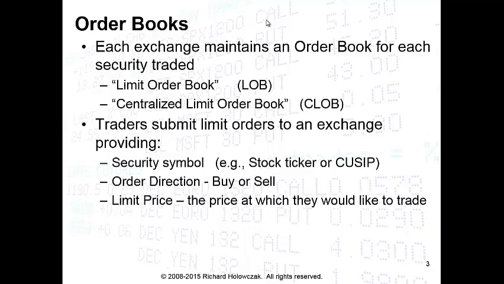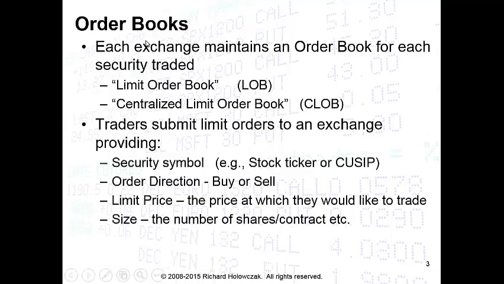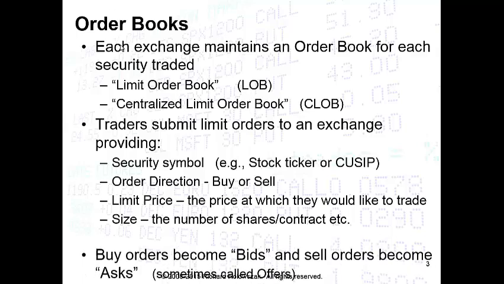Third, they'll provide a limit price. This is the price at which they would like to trade. So, for example, if they're submitting a limit buy order, they will give the price at which they're willing to pay to buy the stock. If they're submitting a limit sell order, they'll provide a limit price, which is the price at which they're willing to sell the stock. And last but not least, the size, the number of shares or contracts that they are willing to buy or sell. So these four basic things come together to form a limit order.